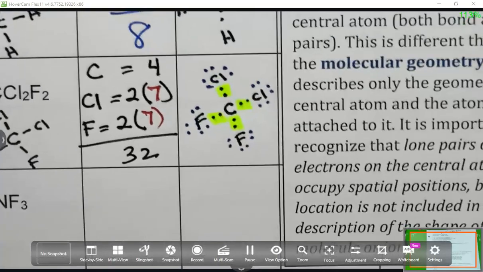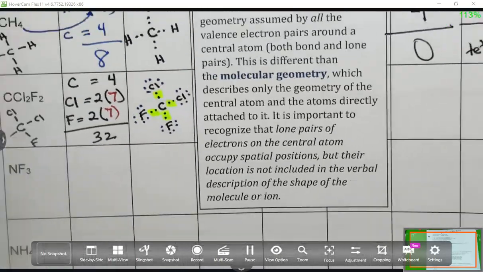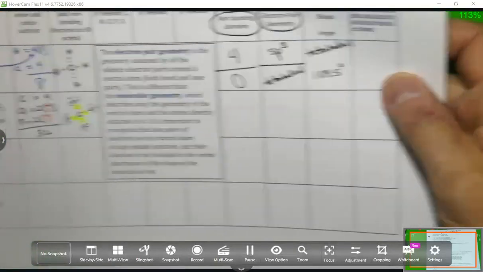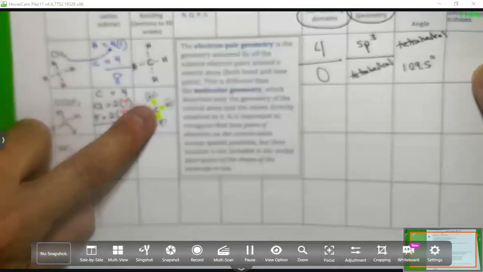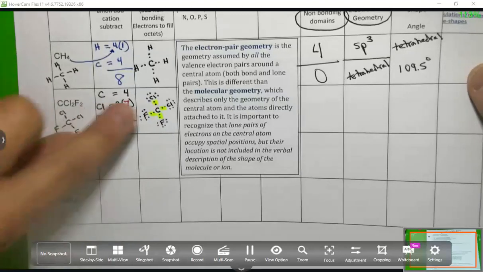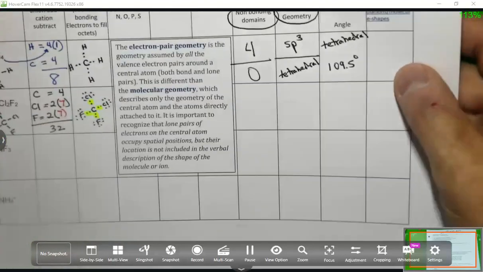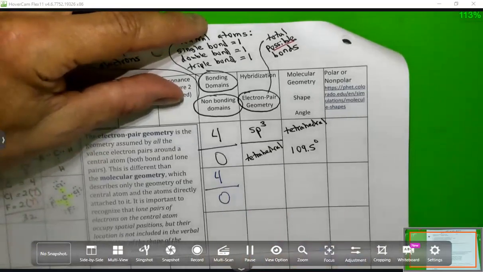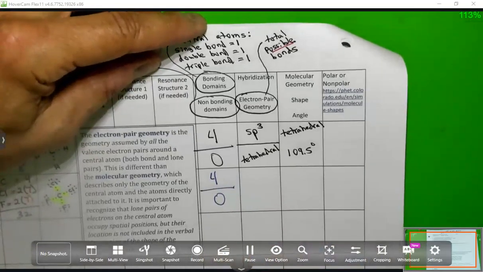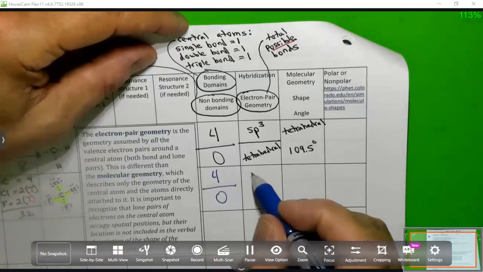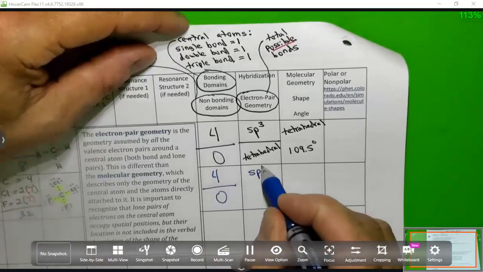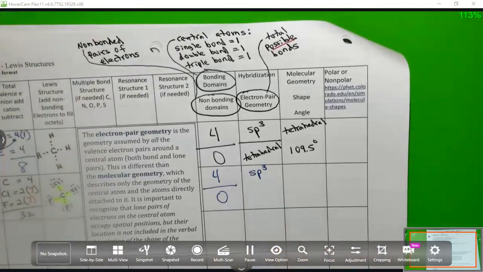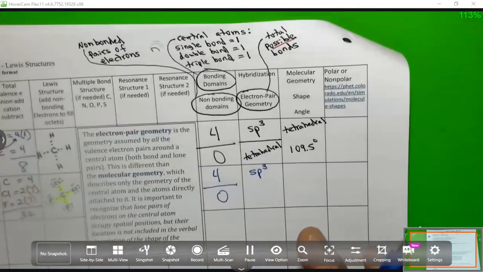Okay. Now, how many bonding domains do I have? How many bonds does carbon have? 4, correct? Is there any pair that are not bonded? No. So my bonding domains is 4. My non-bonding domains is 0. What is my hybridization? It's sp3. Now, we can just write that down for now. It's going to be a week before we probably explain it.